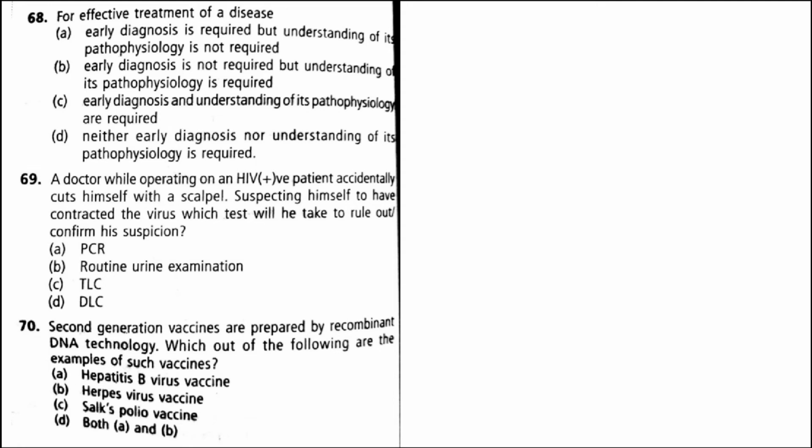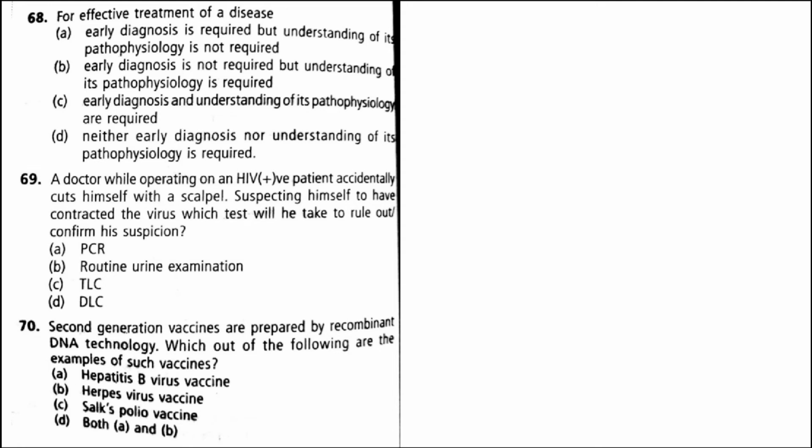For effective treatment of a disease, early diagnosis and understanding its pathophysiology is very important. Using conventional methods of diagnosis, early detection is not possible. Recombinant DNA technology, PCR, ELISA are some of the important techniques that serve the purpose of early diagnosis.